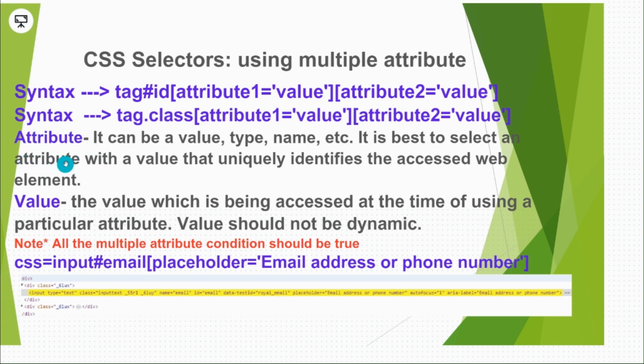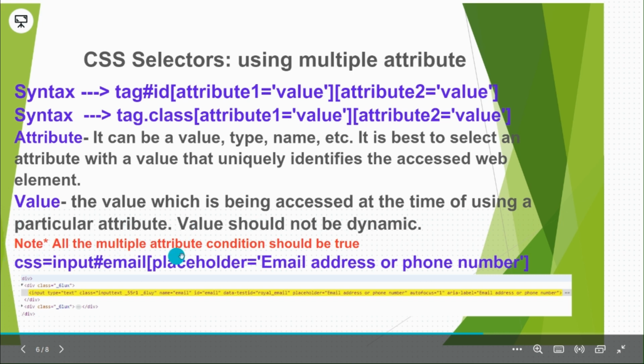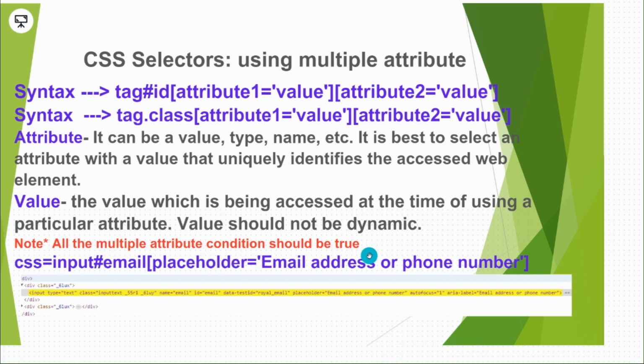And we have already discussed what an attribute is. An attribute can be value, type, name, etc., and it is best to select an attribute with a value that uniquely identifies your element. There is one important condition: all the multiple attribute conditions should be true. This will work as an AND condition. So if you are adding multiple attributes, all these conditions should be true. It should not be the case that it is attribute 1 or attribute 2. All the conditions should be true, then only it will locate your element. Otherwise, it will return 0.